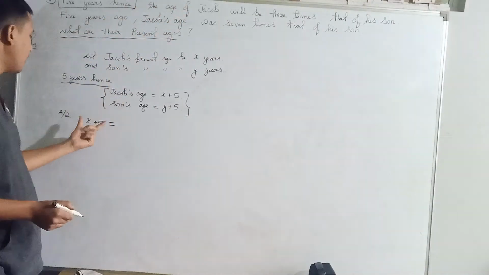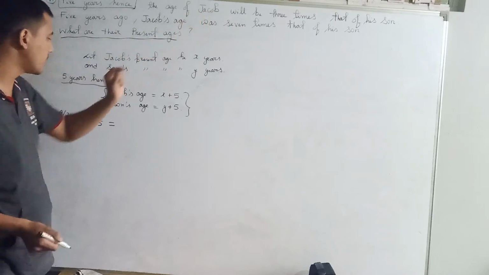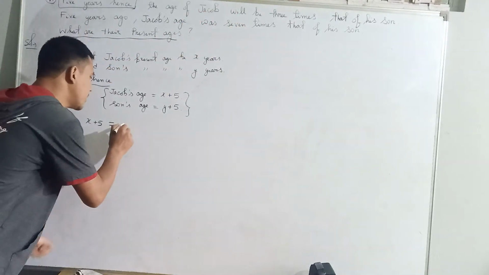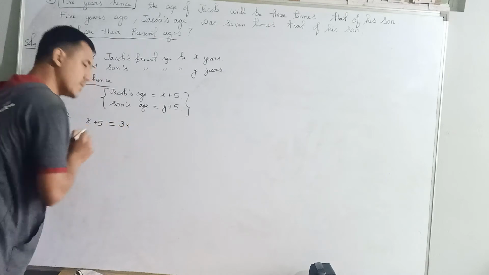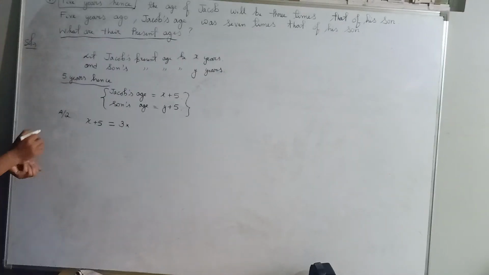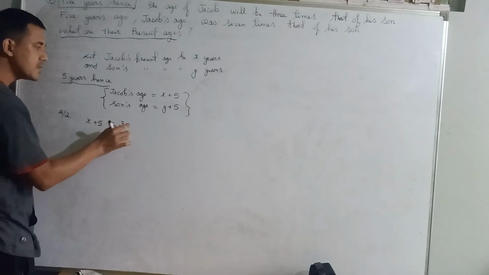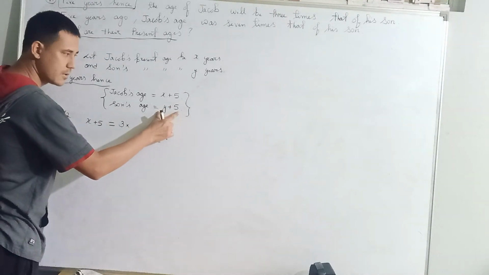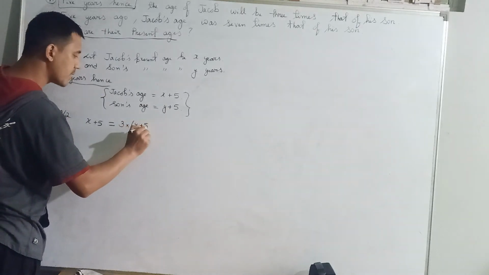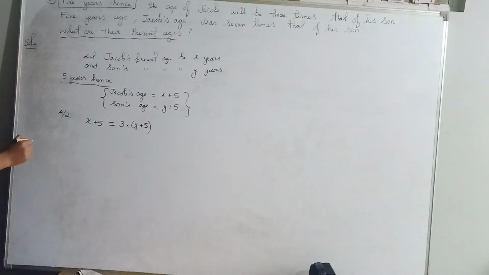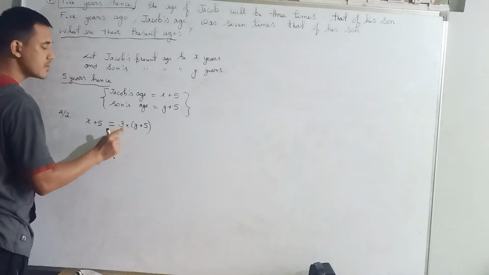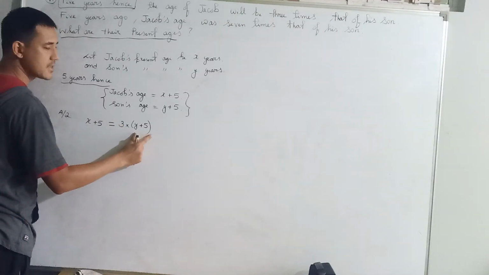The age of Jacob, X plus 5, will be equals to 3 times that of his son. Means Jacob's age will be 3 times his son's age. What will be his son's age? Y plus 5. Is it alright? So after 5 years, Jacob's age will be 3 times his son's age.